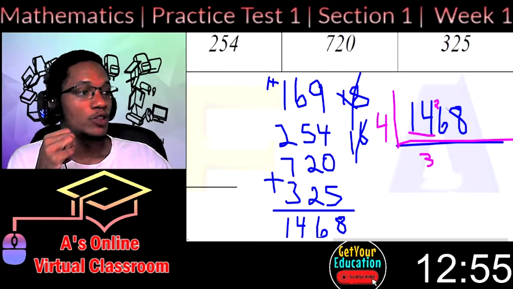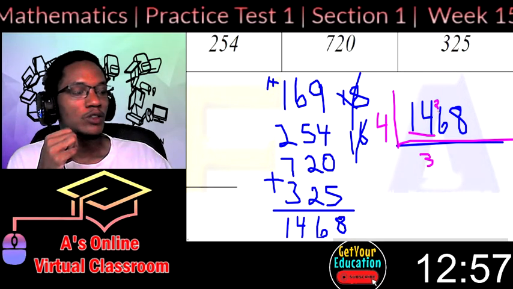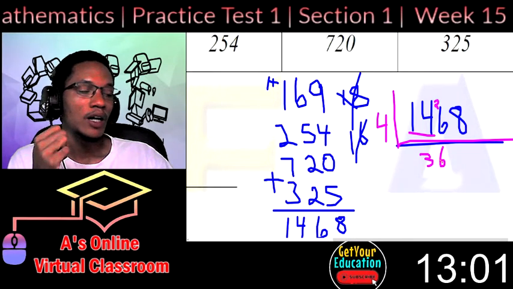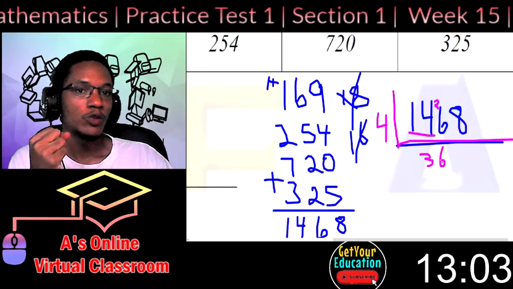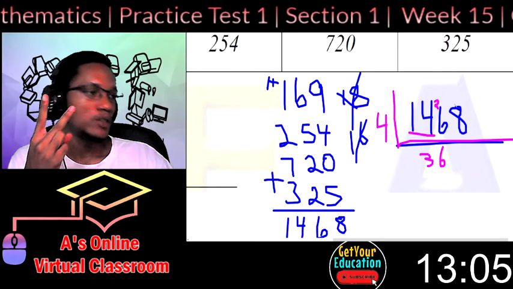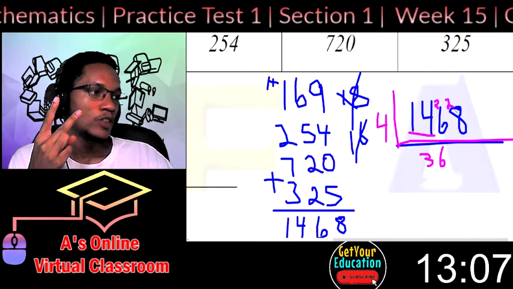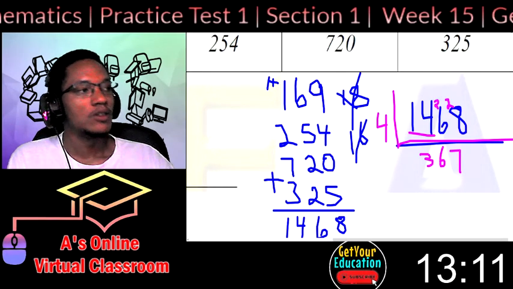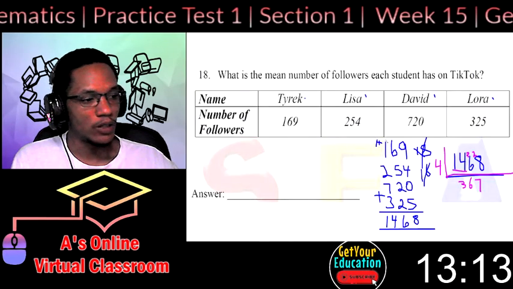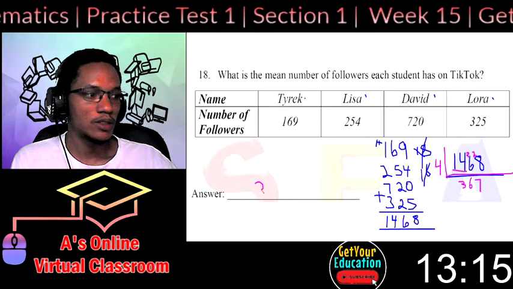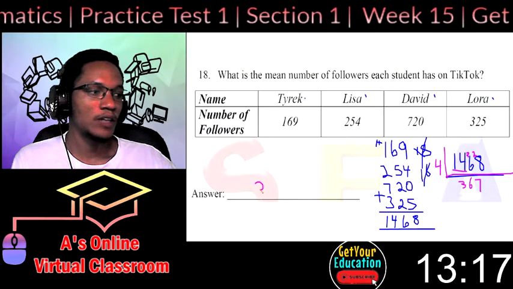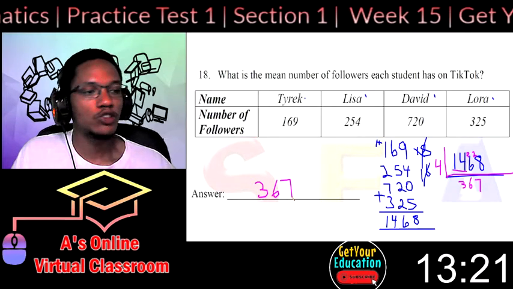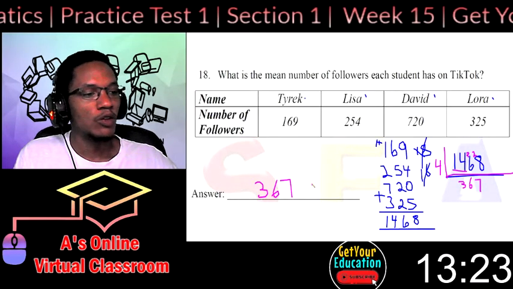And then we say 4 into 26. 6 4s are 24. So 24, 25, 26. That's another remainder of 2. So we say 4 into 28 is 7. And that's it, no remainder, because 7 4s are 28. So the average number of followers is 367 followers.